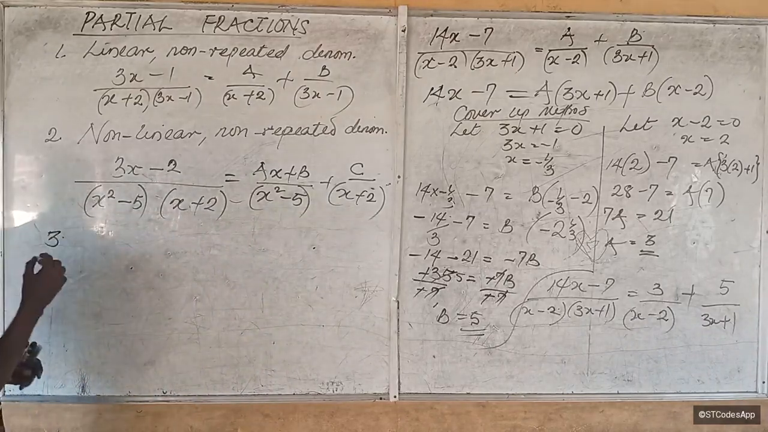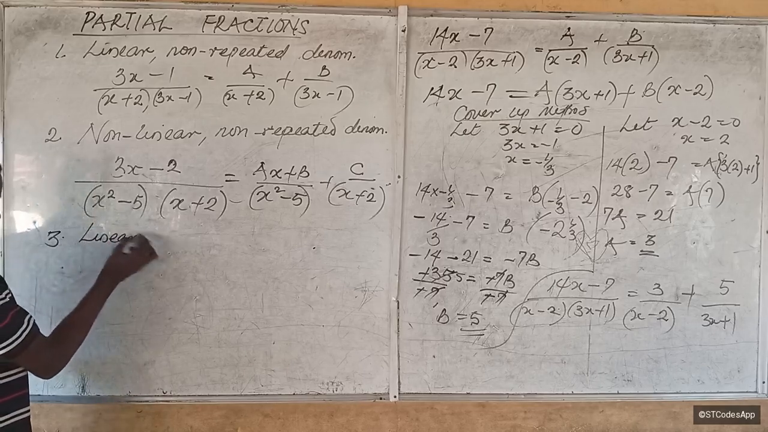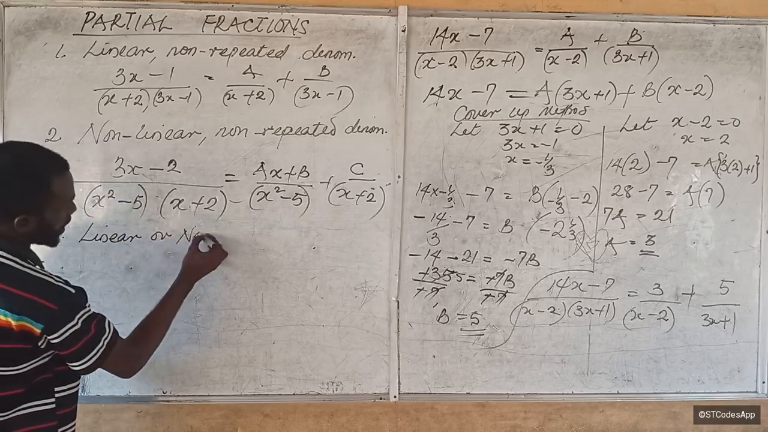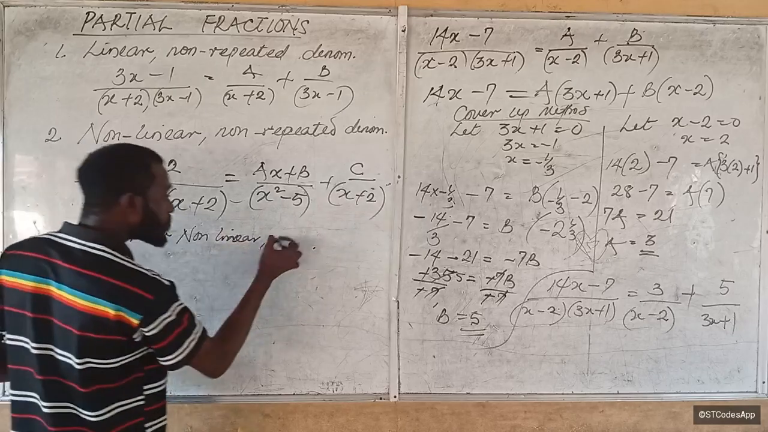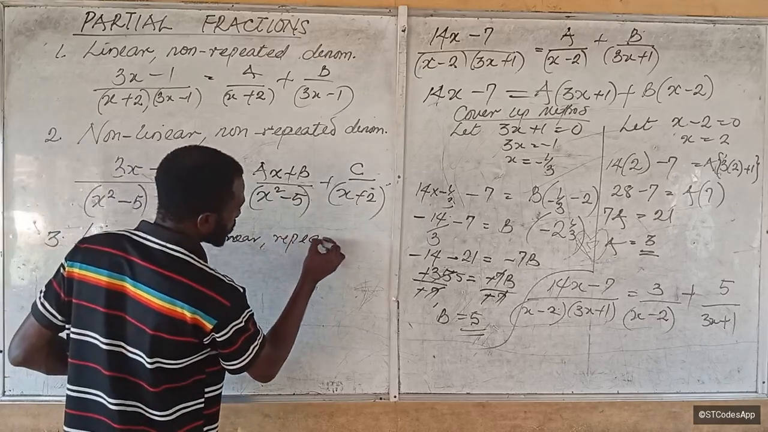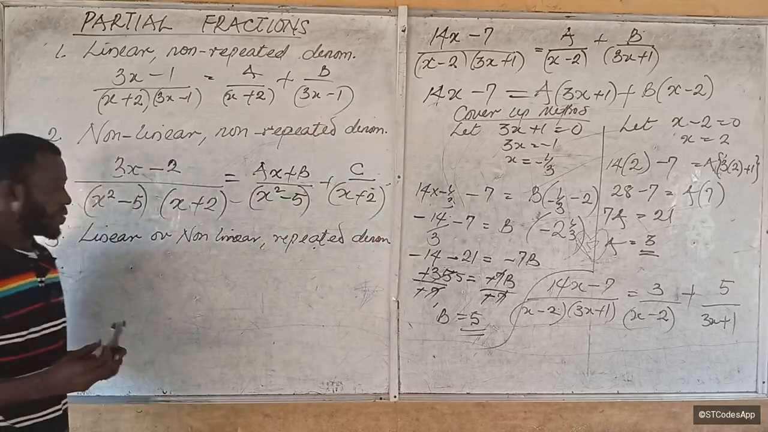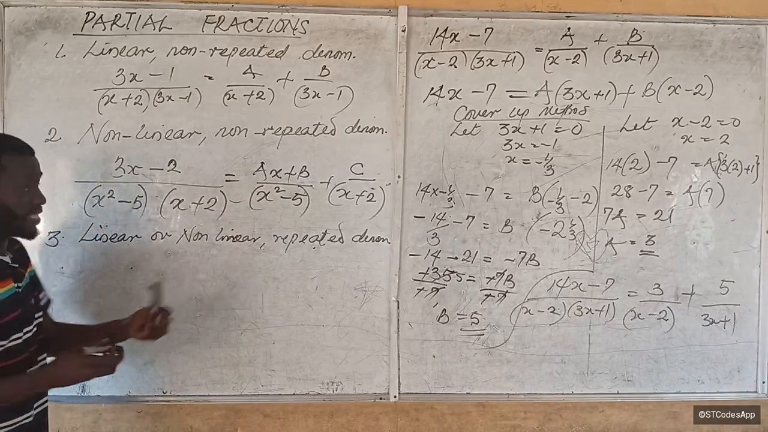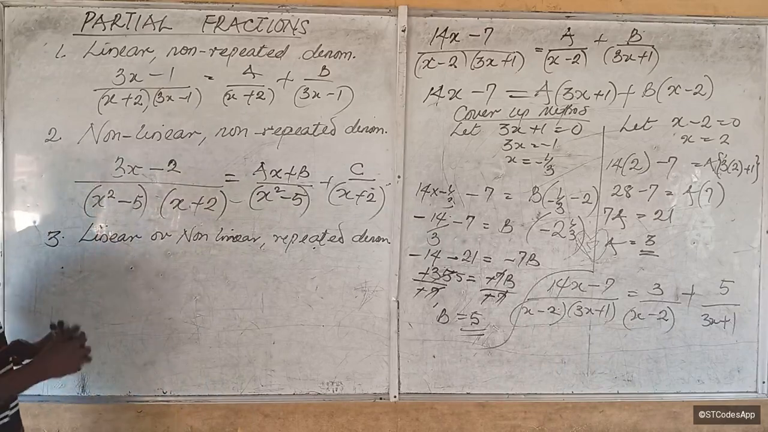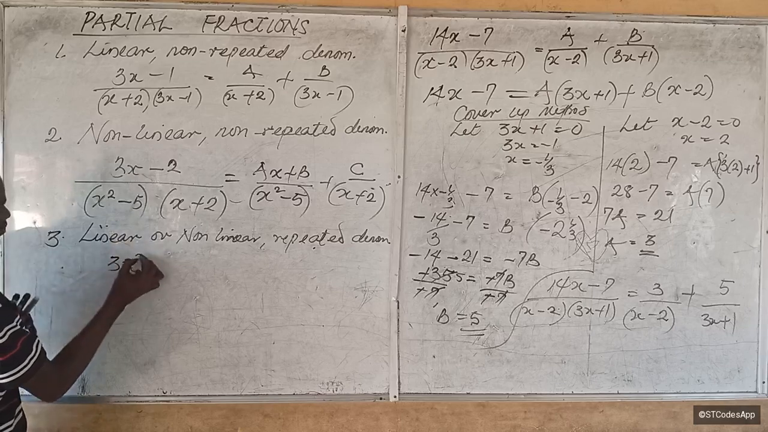Now, number 3 is the one that has either linear or non-linear, but repeated denominator. Now, what do we mean by that? The denominator may be linear, it could be non-linear, but it's going to be repeated. So look at this one now. If I have, for example, let's say we still use 3x squared minus 2.